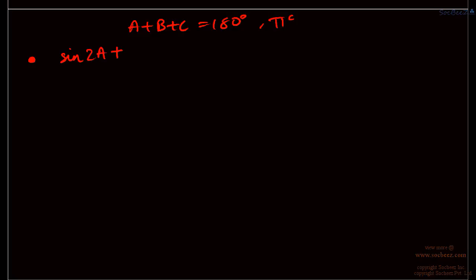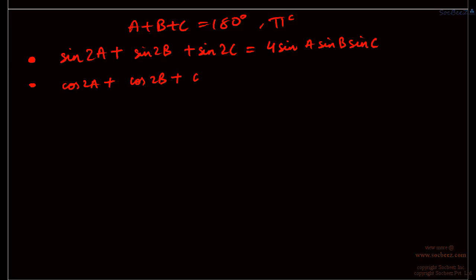So I'll write down the formula here, and in the subsequent video lectures, I'll probably solve a few of the questions and show you how they are supposed to be derived, if you have enough time. So sine of 2A plus sine of 2B plus sine of 2C is equal to 4 sin A sin B sin C. Similarly, cos 2A plus cos 2B plus cos 2C is actually minus 1 minus 4 cos A cos B cos C.